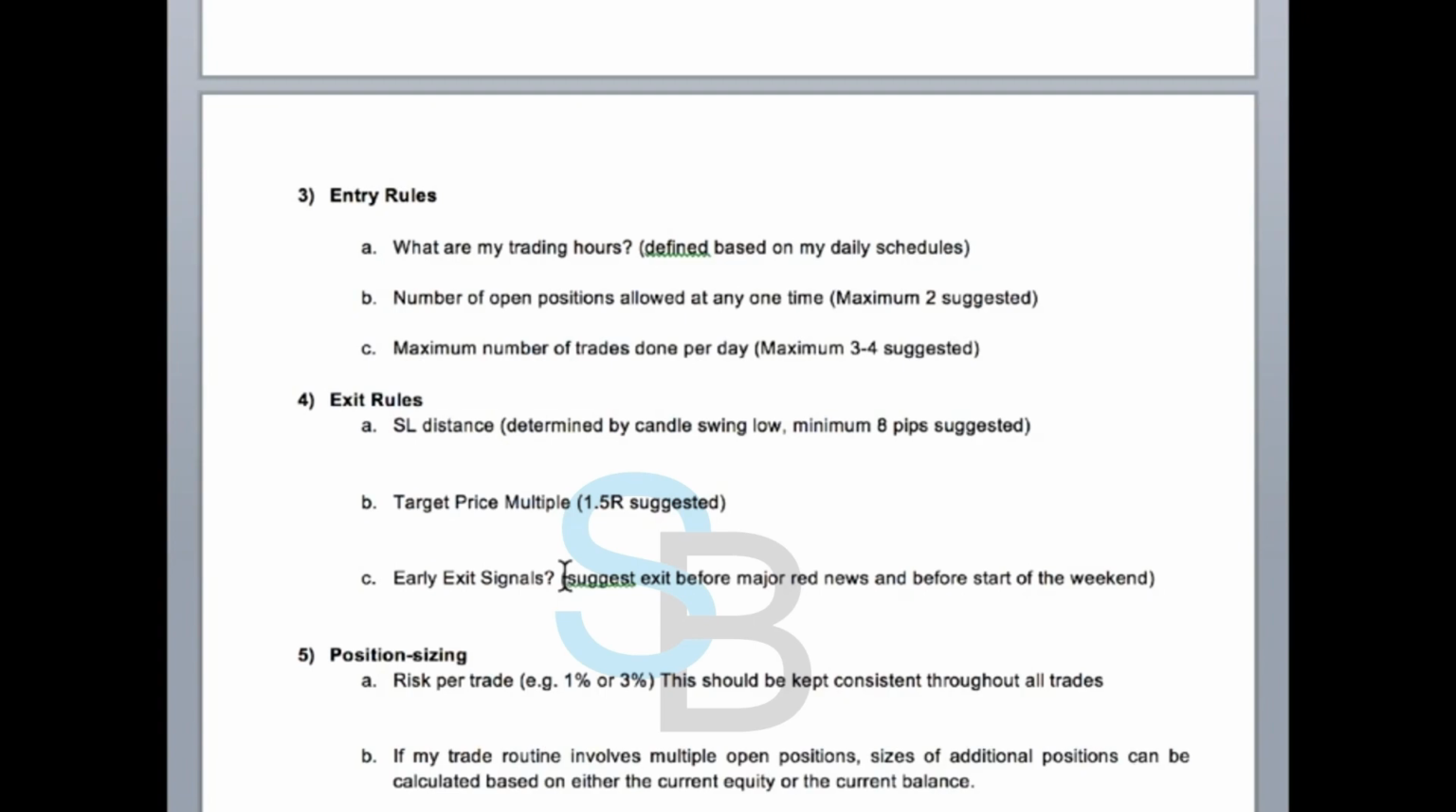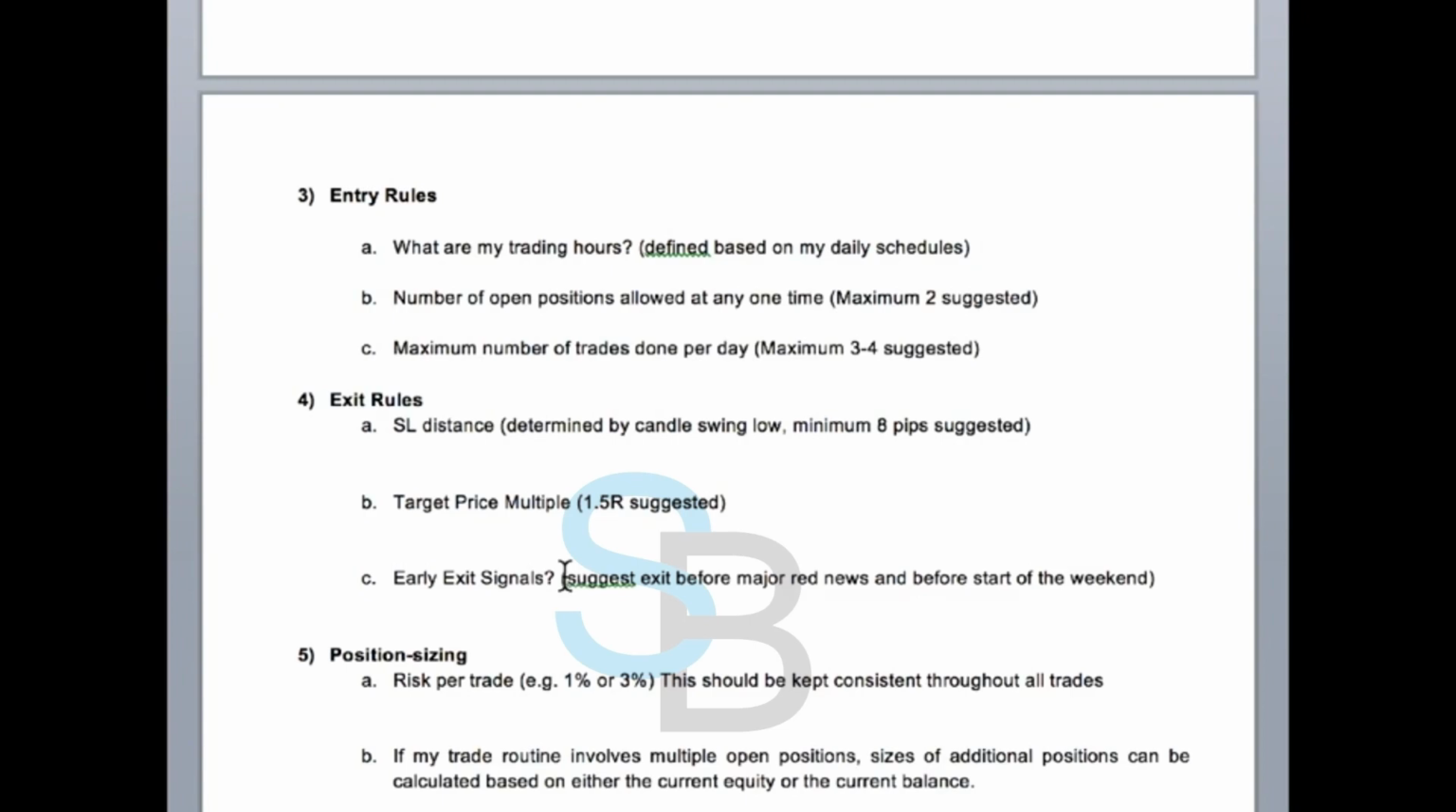So one of my rules is that if a major red news is coming up on forexfactory.com, I will exit the trade before the major impact news. That's when I'll exit early. Okay, so that's one reason. Another thing is I always exit before the weekend. So usually I do not take trades on Friday evenings.